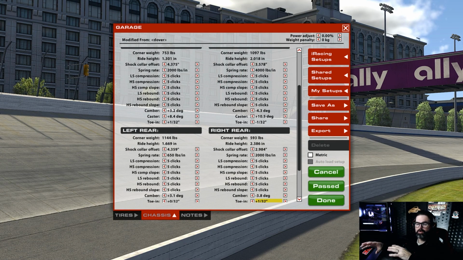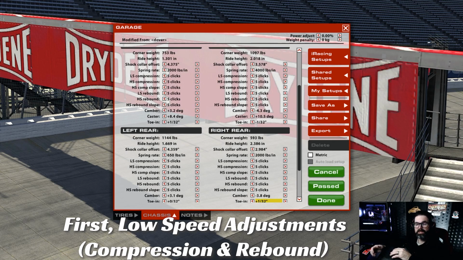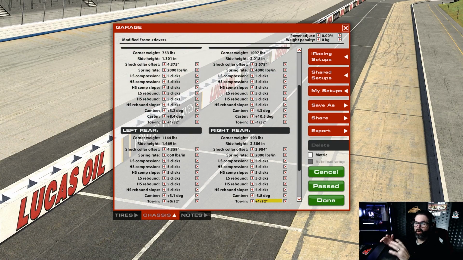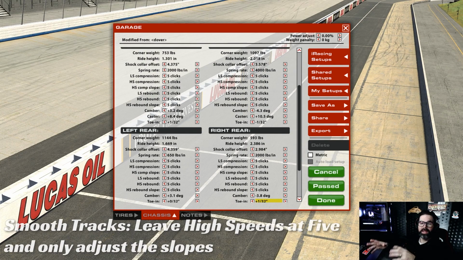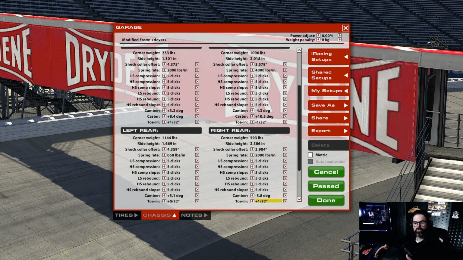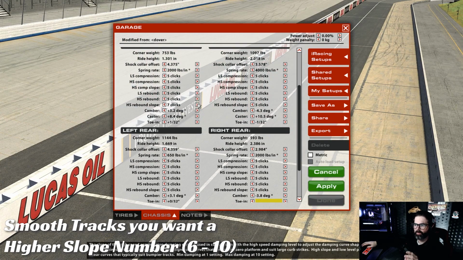Now, the order that you want to adjust your shocks is this. So first you want to make your low speed adjustments. This is both low speed compression and low speed rebound. Once you have those set, then what you can do is going to depend on the track type that you're at. Now, if you are on a very smooth track, what you can do is leave the high speed adjustments alone and just adjust the slopes. For really smooth tracks, you would want to increase the number on the slope. All right, so that would be a higher number.